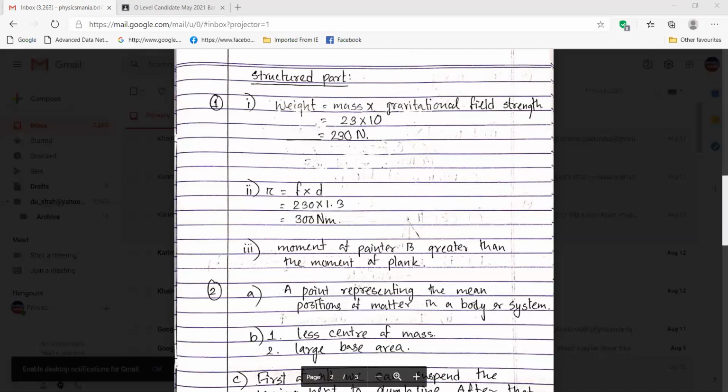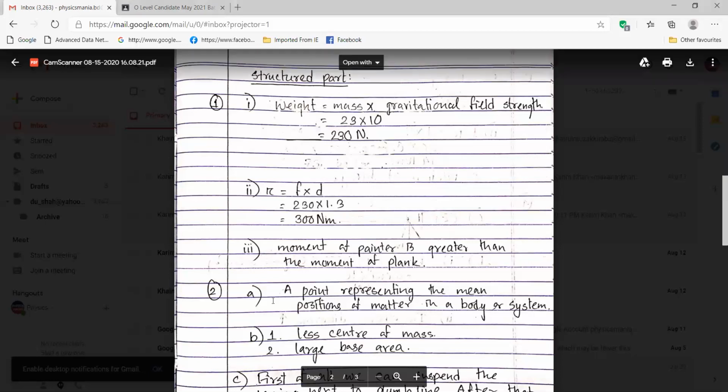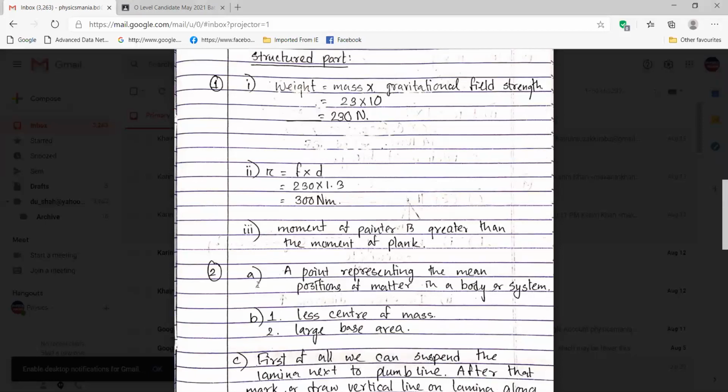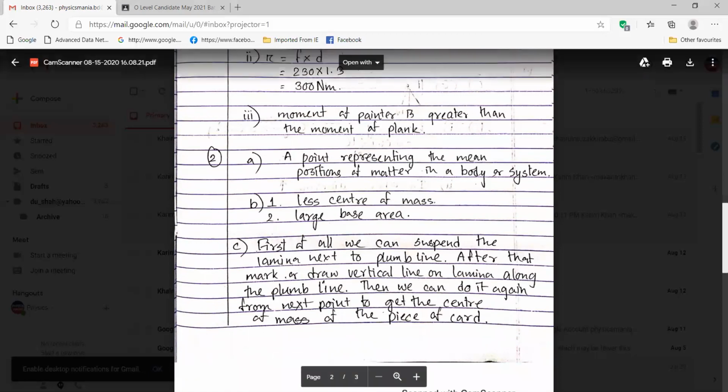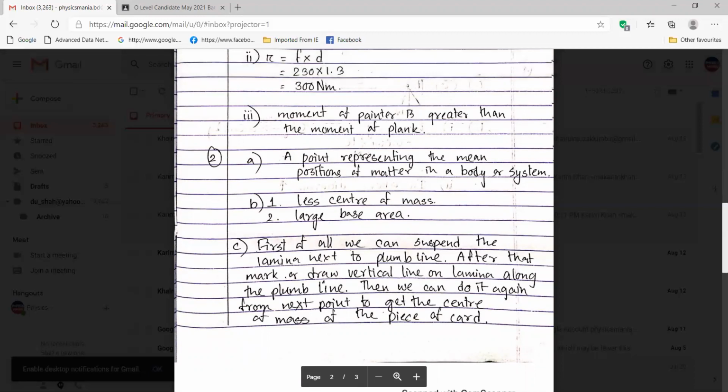So the next one, you gave the definition of center of mass. A point representing the main position of matter in a body or system. Okay, it's fine. And we can also say that it is the point where all the mass of the object seems to work together, right?